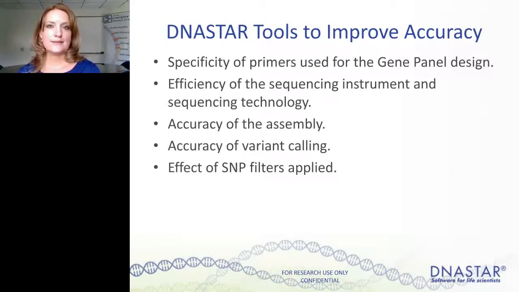Some other tools that DNASTAR software offers can help to improve accuracy. So in combination with the validation report, you can also use DNASTAR tools to see how specific your primers were in your gene panel design. You can see the efficiency of your sequencing instrument and your sequencing technology. You can see the accuracy of your assembly, of course, and your variant calling. And then you can also use it to evaluate the effect of different SNP filters that are applied after the assembly.